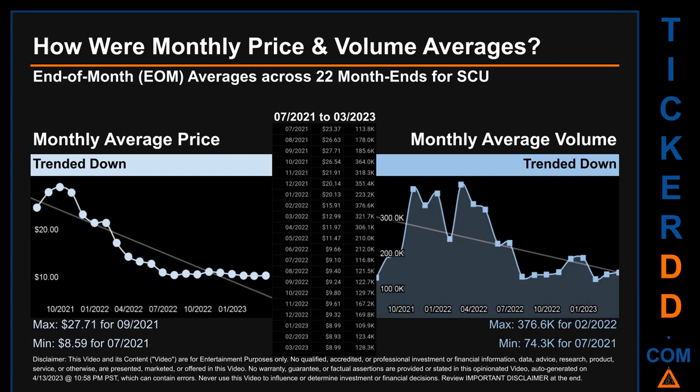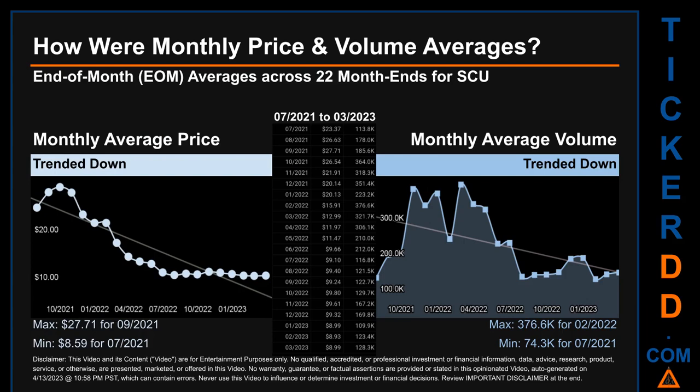How were price and volume averages for SCU? Across 447 trading days, there were a total of 22 month ends, of which monthly averages for daily price and volume were calculated. Overall, monthly price average trended down while monthly volume average trended down.